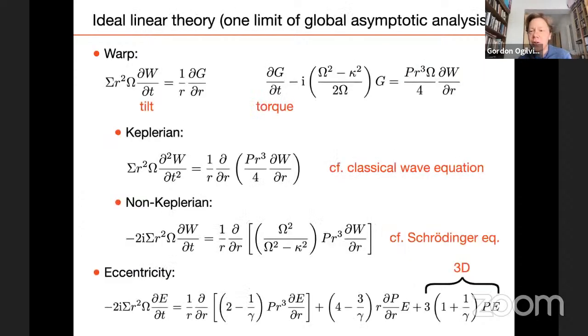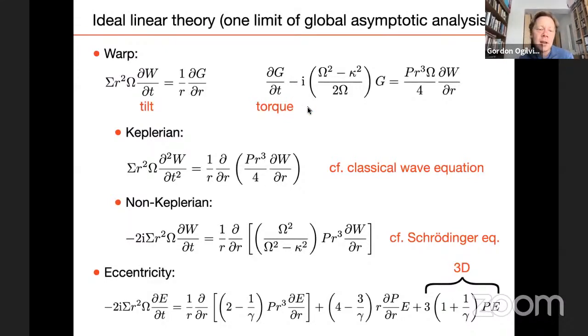Now, if you like equations, here are some equations. This is illustrating what some of the equations that can be derived in the case of ideal linear theory. So for an inviscid disk where only pressure is contributing to the evolution, basically, warped disks can be described in a linear approximation by a pair of equations like this, one for the tilt and another for the internal torque associated with these internal flows.